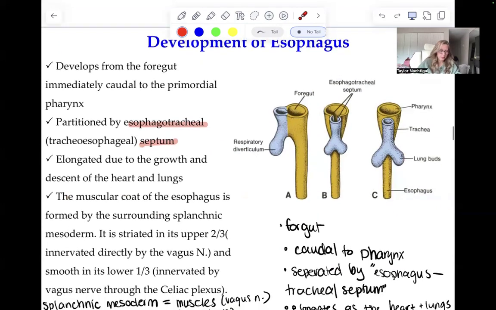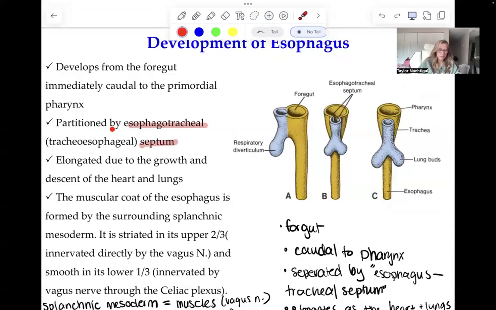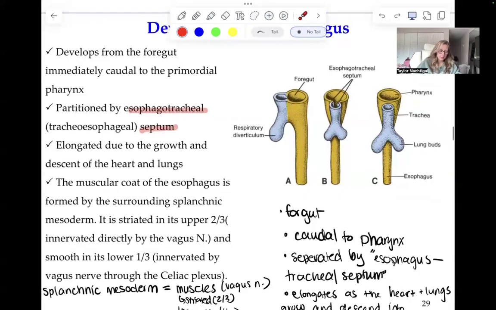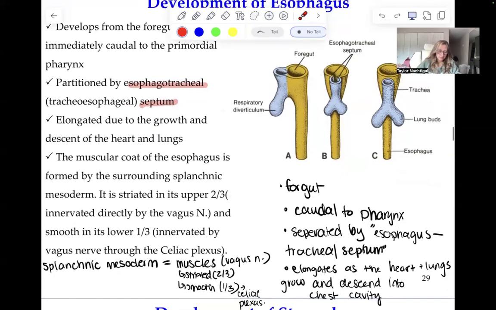So we see a partition form between the esophageal tracheal septum. This is going to become elongated as the heart and lungs grow and descend deeper and deeper. So it's sort of pulling the tissue and elongating it as it goes.